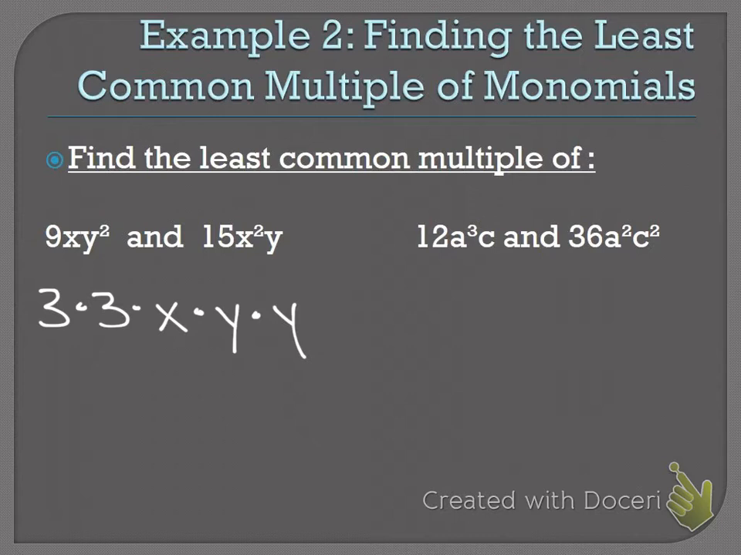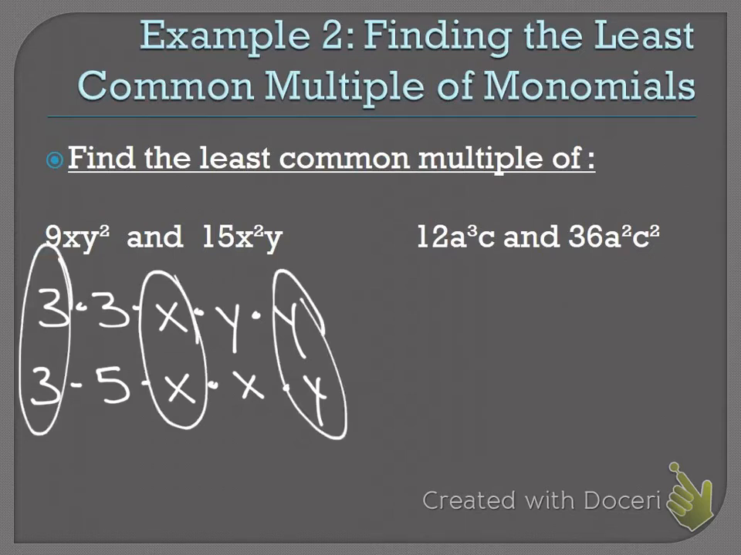I want you to break down 15 into its prime factors. Right, so it's going to be 3 times 5 times x times y. Now I want you to circle your common factors, 3, x, and y, and write them one time in your LCM.